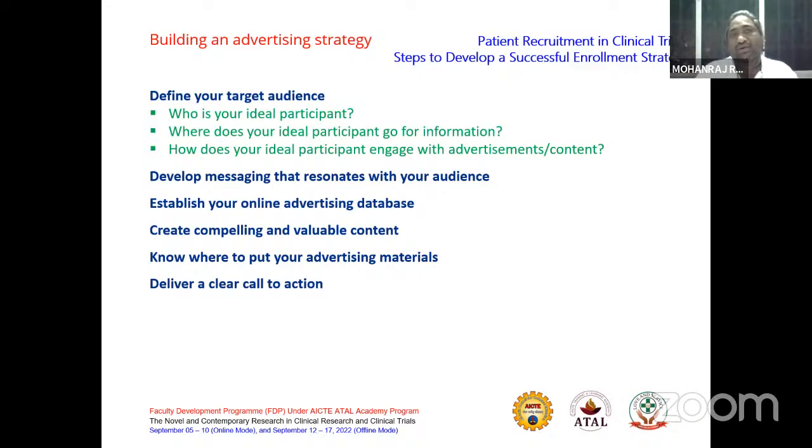6 things in our step 2: define your target audience, develop messaging that resonates with your audience, establish your online advertising database, create compelling and valuable content, know where to put your advertising material, and deliver a very clear call to action. So there are 6 very important strategies we have to follow, where it builds a very good advertisement and ensures it reaches the targeted audience more and more beneficially.